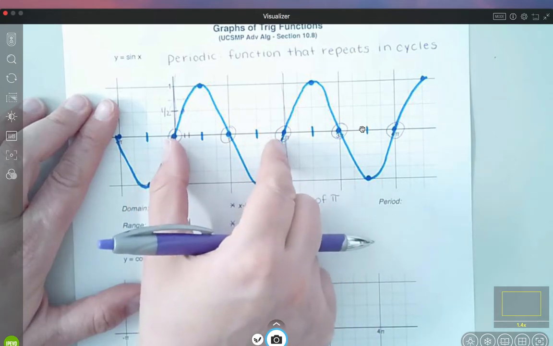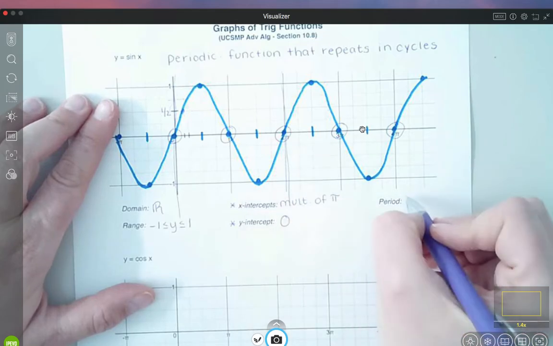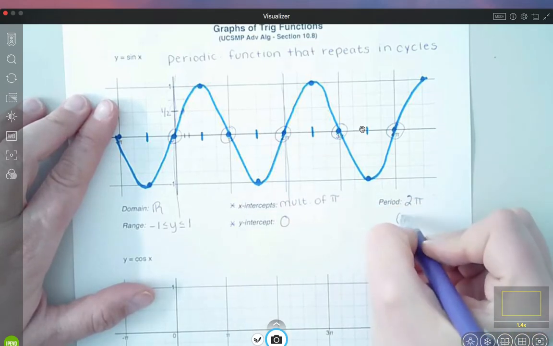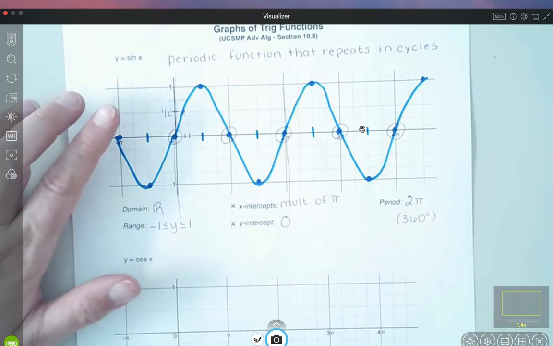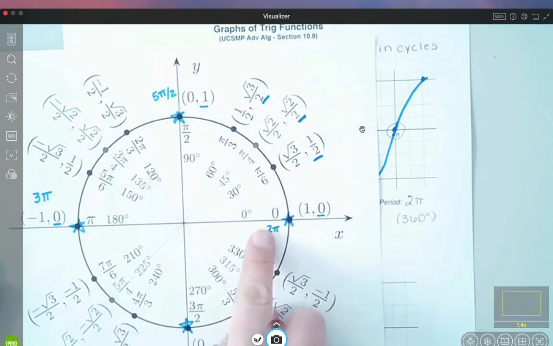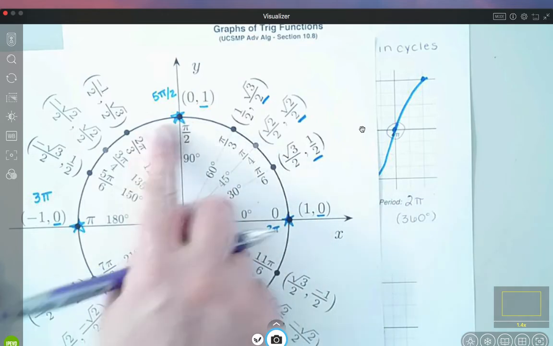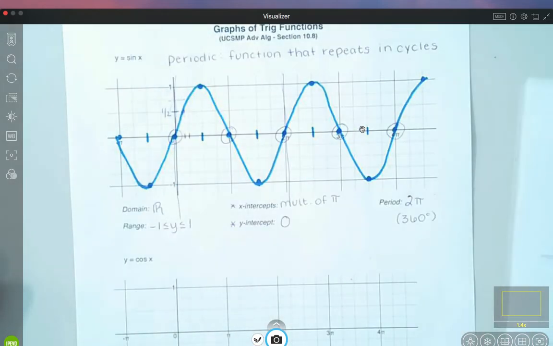So this distance along the x-axis is my period, and you'll notice that's a period of 2 pi, okay? Or if I was in degrees, we would say 360 degrees. And that should make sense to you because that's equivalent to 1 turn around the circle, right? That's how long it takes for everything to start repeating. We go around the circle 1 time, and then the graph repeats. Okay, so your period is always going to be 2 pi for sine and cosine.